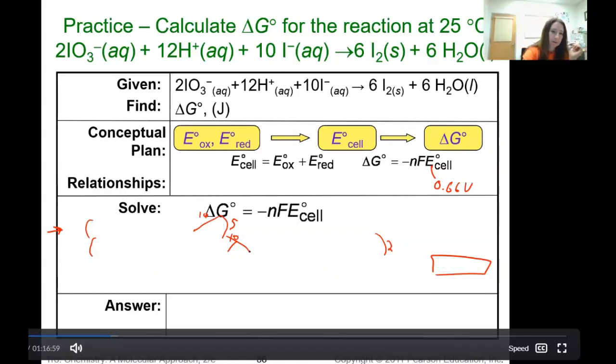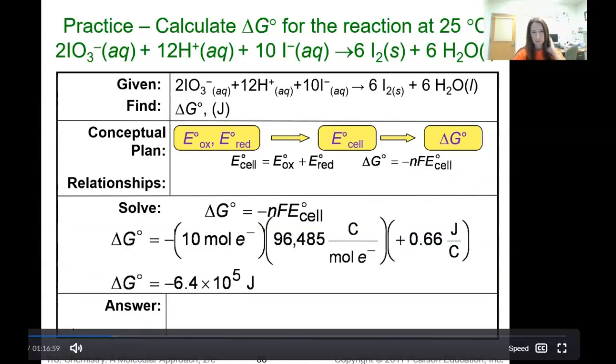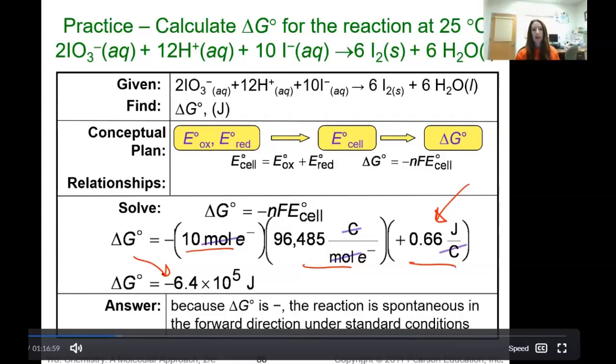So when we plug it in, negative n, we just had it was 10 moles of electrons, F, Faraday's constant, and the E cell that we just figured out. And when we saw this E cell, by the way, that it was positive, that means it's a spontaneous reaction. Remember, if E cell is positive, it's a spontaneous reaction in the forward direction. So therefore, we should get a negative delta G, and indeed, we do. We get a negative delta G, exactly what we were expecting. This is a spontaneous reaction under standard conditions.